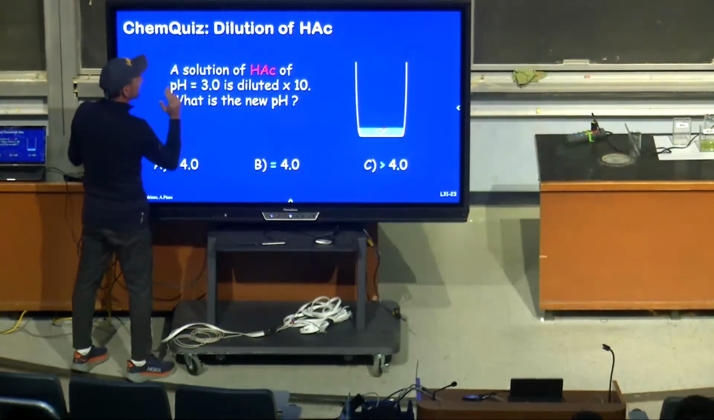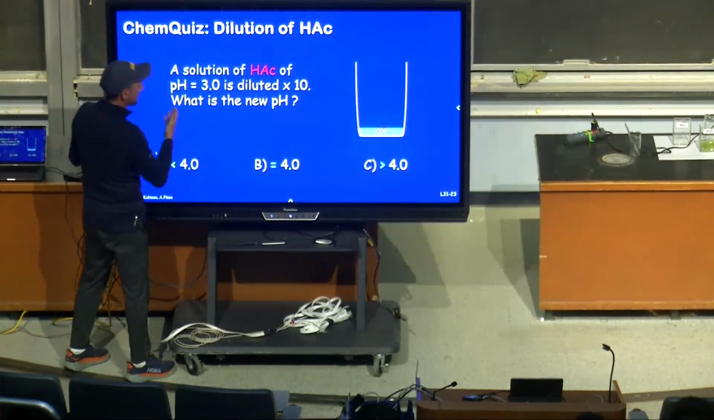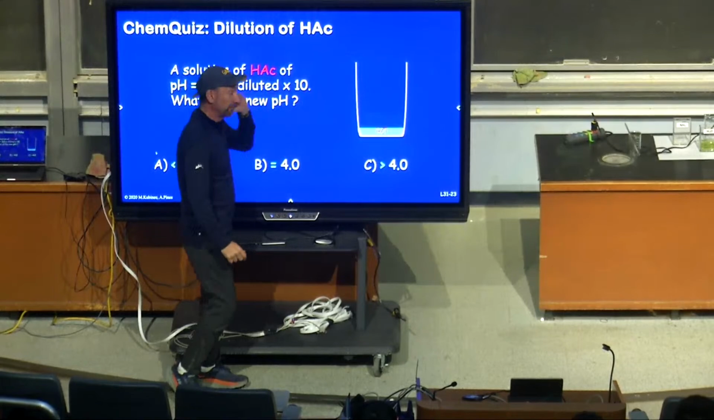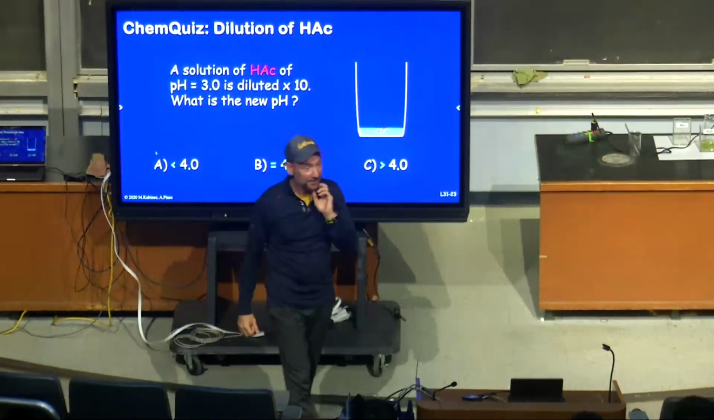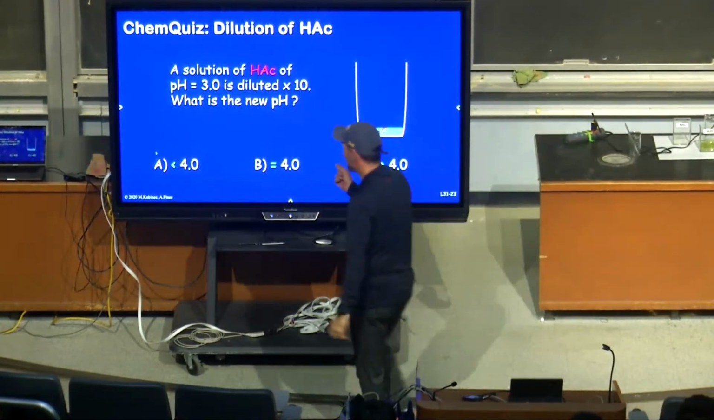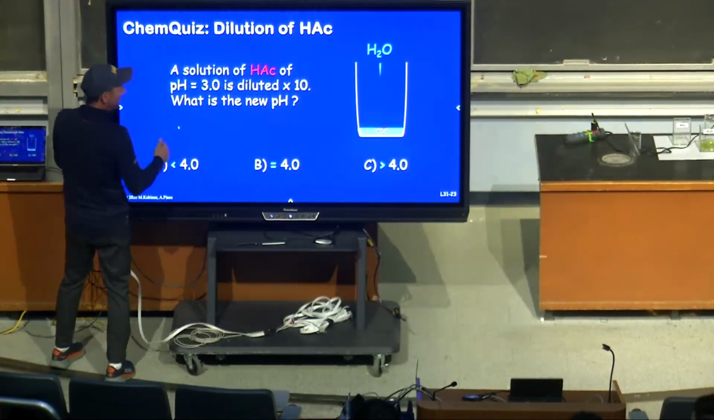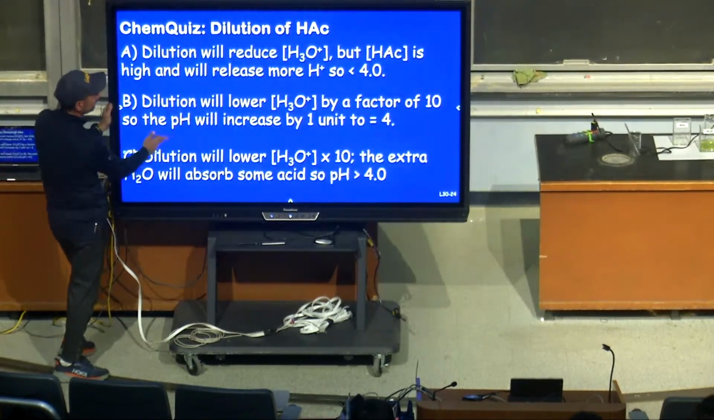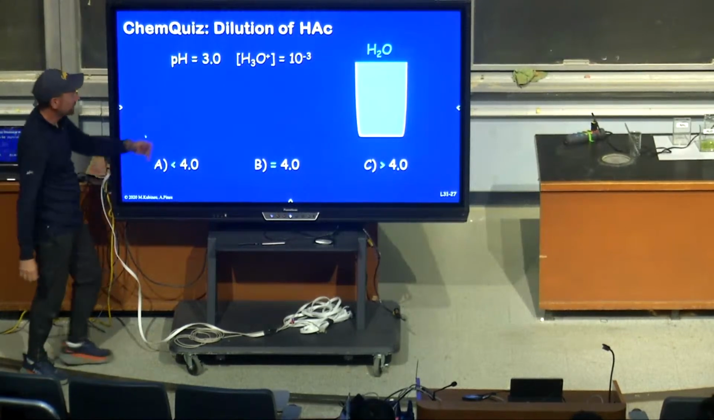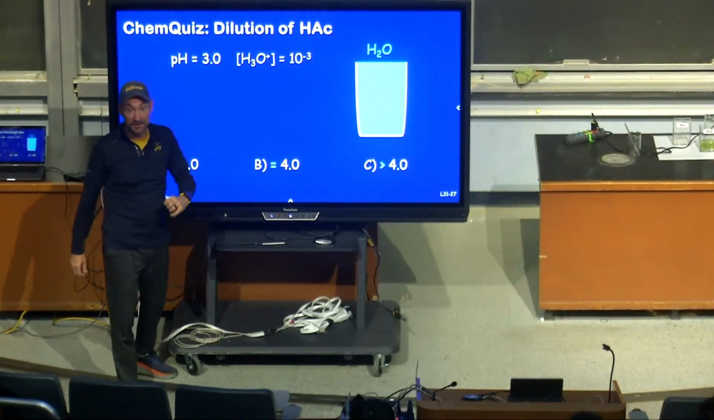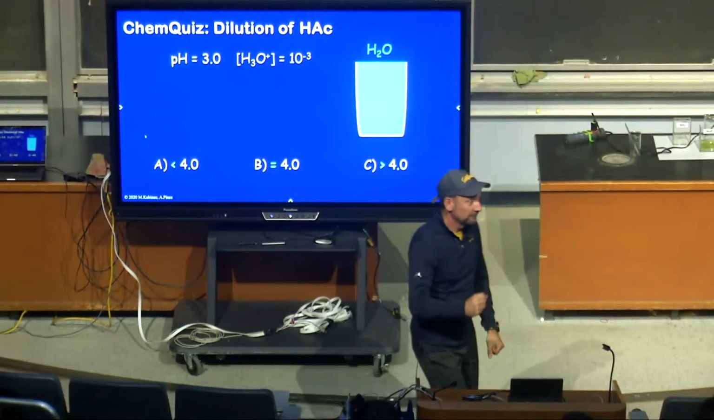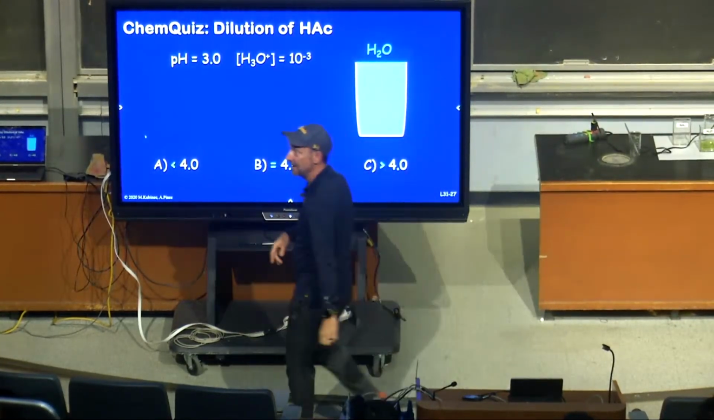So I dilute HAC by a factor of 10. Does the pH go from 3 to 4 like it did in the strong acid case or the weak acid case? Well, if the pH is 3, we're going to talk through this one together. If the pH is 3, indeed, the H3O plus concentration is 10 to the minus 3. That is true. No, you can't make any arguments there.